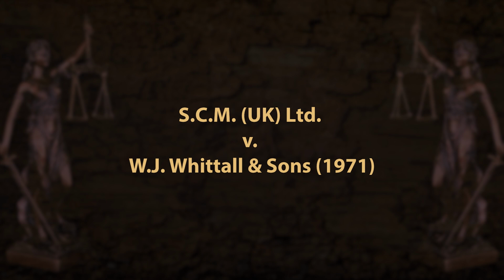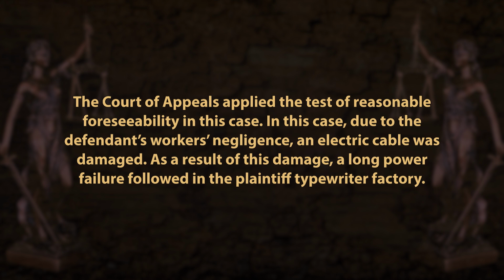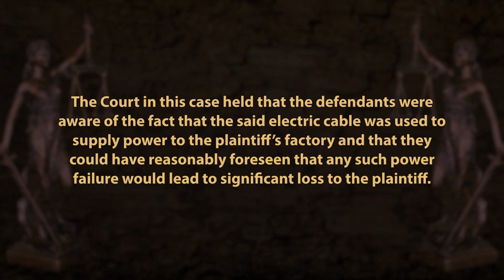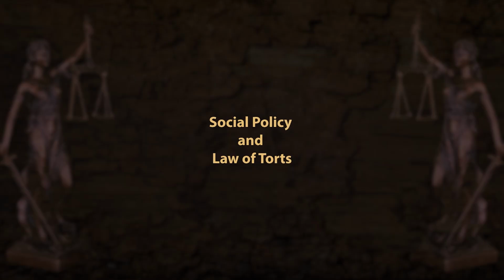SCM (UK) Limited versus W.J. Whittle and Sons, 1971. The Court of Appeal applied the test of reasonable foreseeability in this case. Due to the defendant's worker's negligence, an electric cable was damaged. As a result of this damage, a long power failure followed in the plaintiff's typewriter factory. Consequently, the plaintiff alleged that there had been a loss of production and damage to his factory's machines. The court held that the defendants were aware that the said electric cable was used to supply power to the plaintiff's factory, and that they could have reasonably foreseen that any such power failure would lead to significant loss to the plaintiff. Therefore, the plaintiff was entitled to damages.